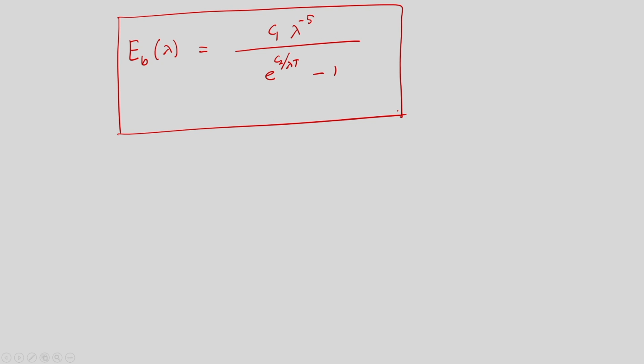Now, if we try to plot E_B lambda, that is C1 lambda to the power minus 5 divided by e to the power C2 by lambda T minus 1, this distribution can be mapped not only for different temperatures.